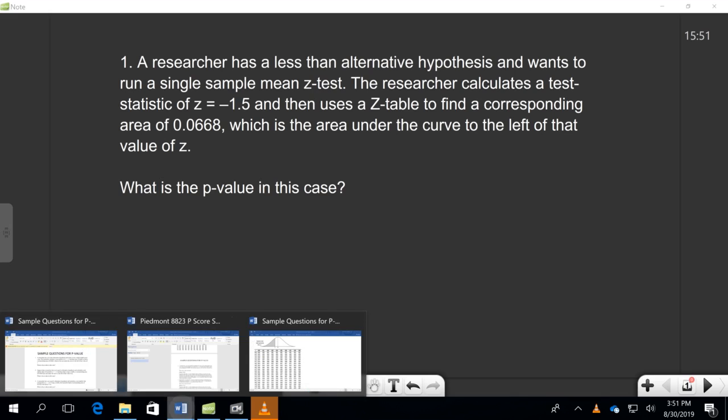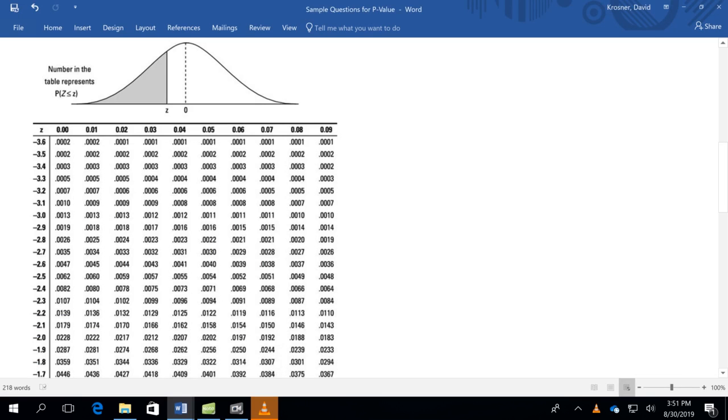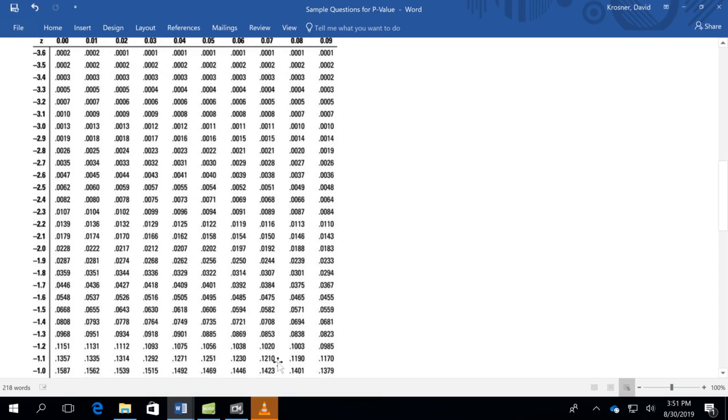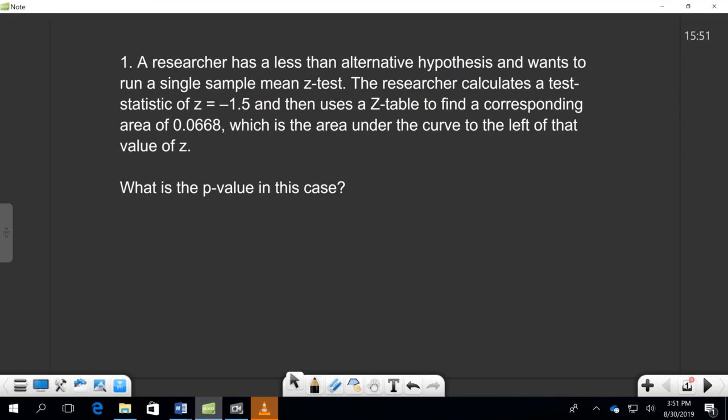Well, let's look here. Because it is a negative 1.5, I'm going to look over here, and then I'm going to look down here at my negative 1.5. I see next to it I've got 0.0668, and that's all I need to do for that first question.